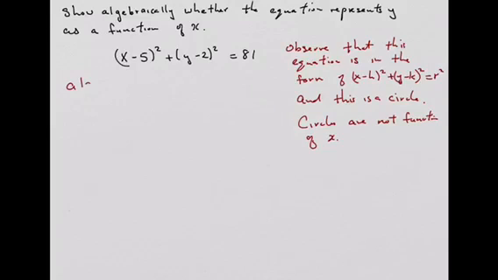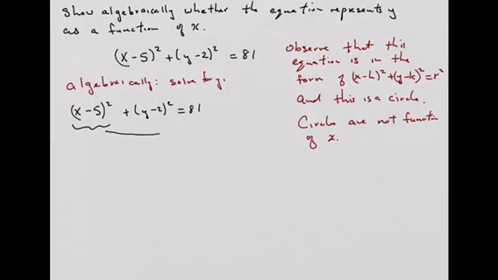Now how do we do it algebraically? So algebraically, what we'll do is solve for y. So if we have x minus 5 quantity squared plus y minus 2 quantity squared is equal to 81, we'll move all of the x to the other side. So then we have y minus 2 quantity squared is equal to 81 minus the entire parentheses. And we don't care to expand what it is. Now to get rid of the square, we'll take the square root of both sides.